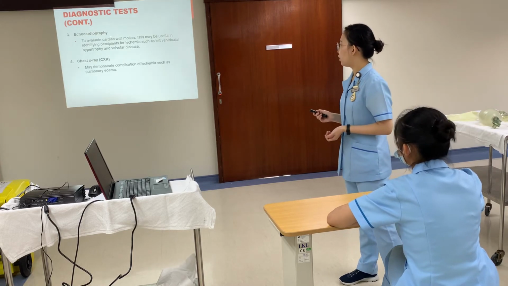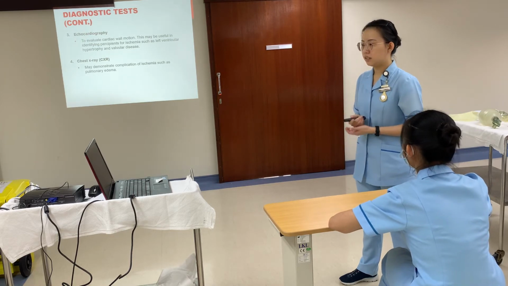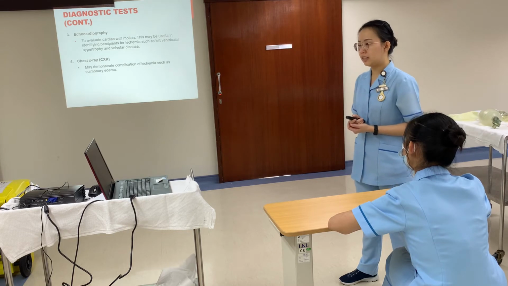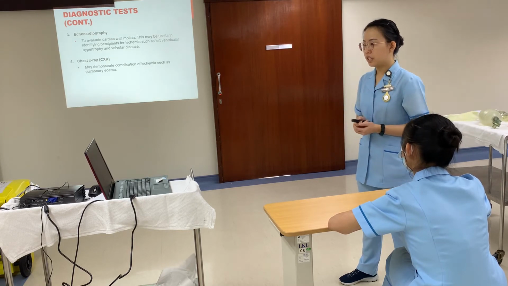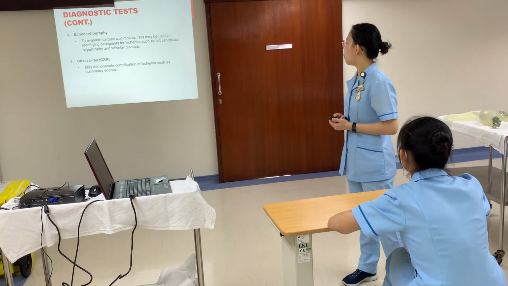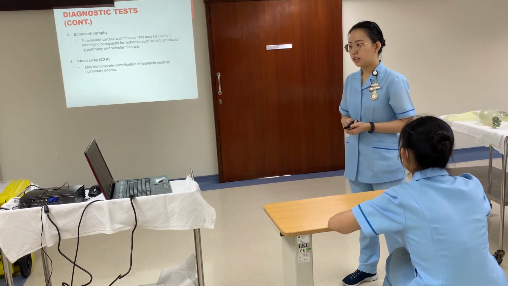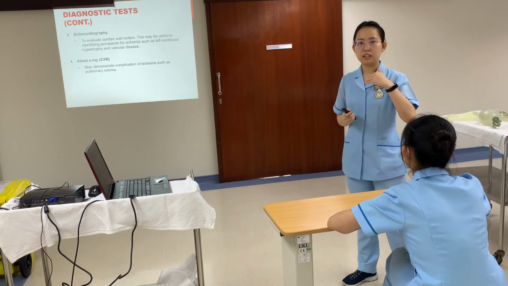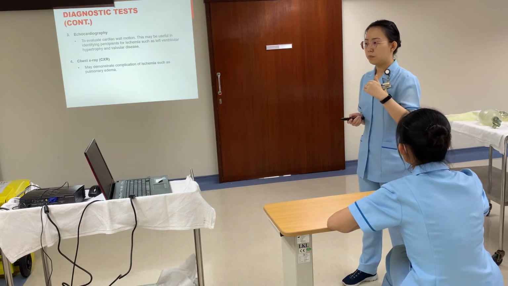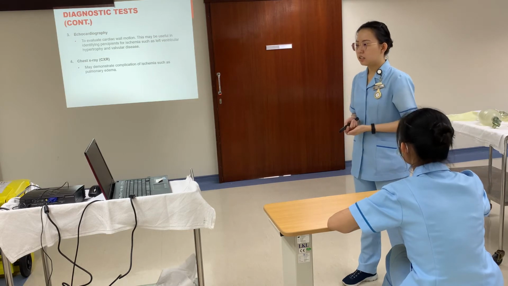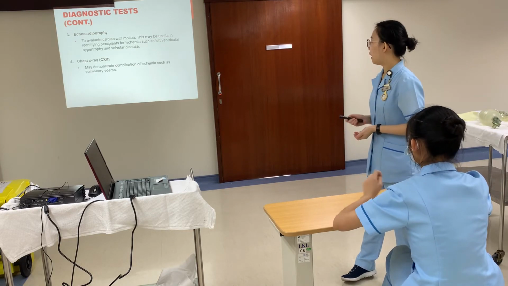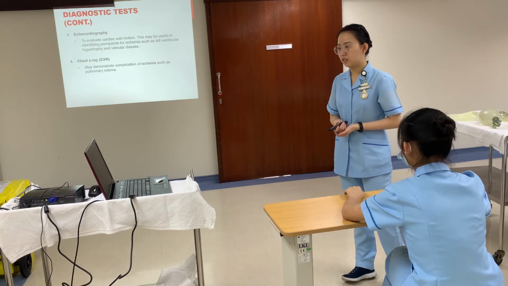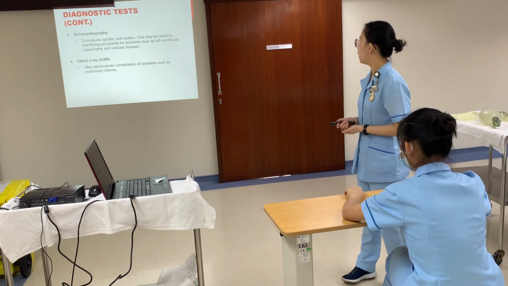Next is echocardiography. It can evaluate the cardiac wall motion. It may be useful in identifying predisposing factors for ischemia such as left ventricular hypertrophy and valvular disease. If there is a block on the left side, the movement of the wall will be less. Next is chest X-ray. It may demonstrate complications of ischemia such as pulmonary edema.